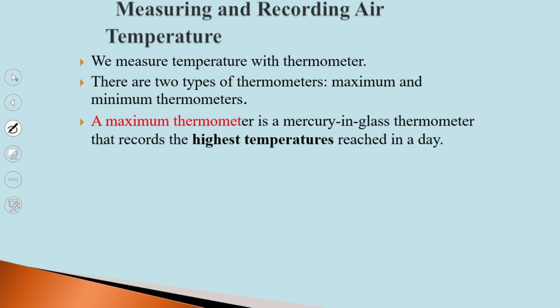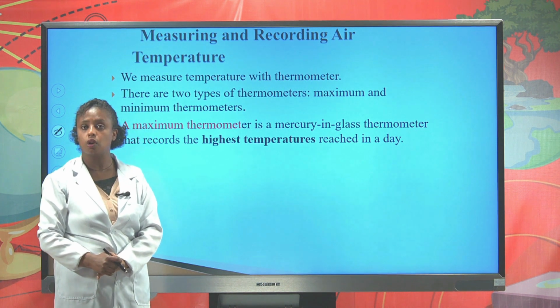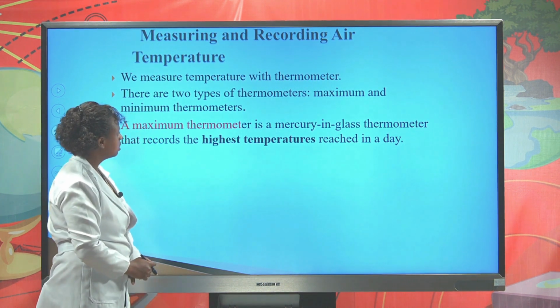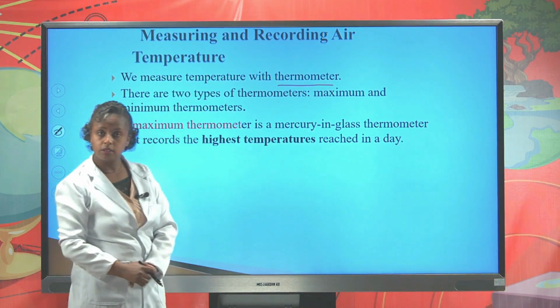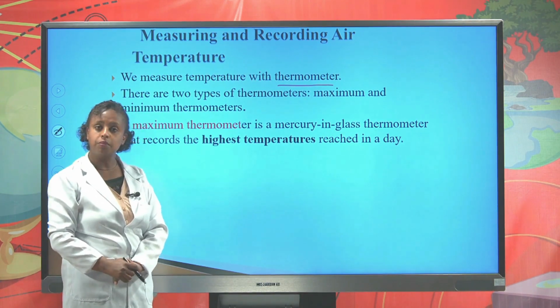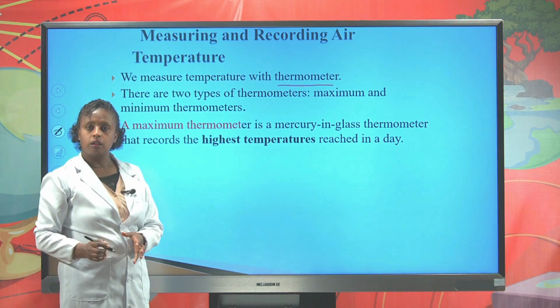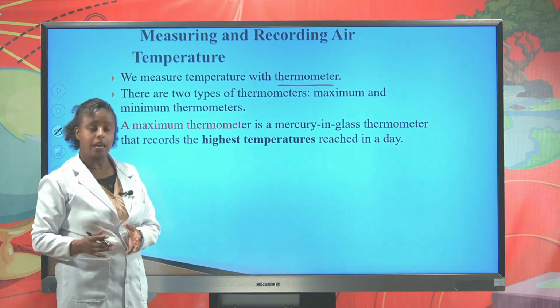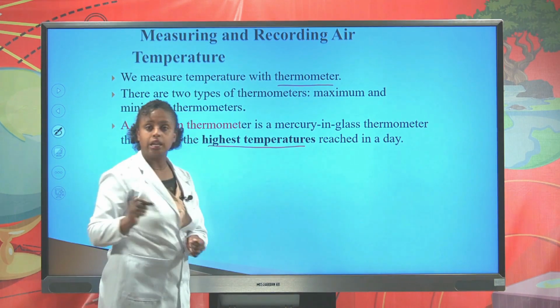Measuring and recording of air temperature. There is an instrument to measure temperature called a thermometer. There are 2 kinds of thermometer: the maximum thermometer and the minimum thermometer. In the maximum thermometer, there is mercury in the thermometer glass, and it records the highest temperature reached in a day.